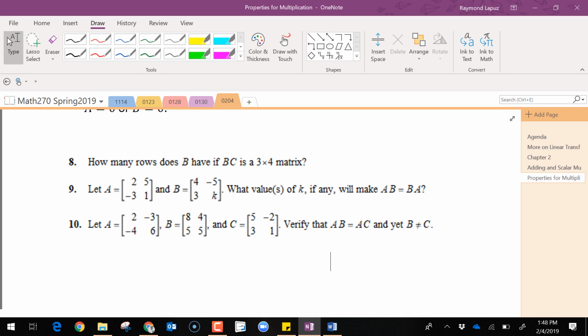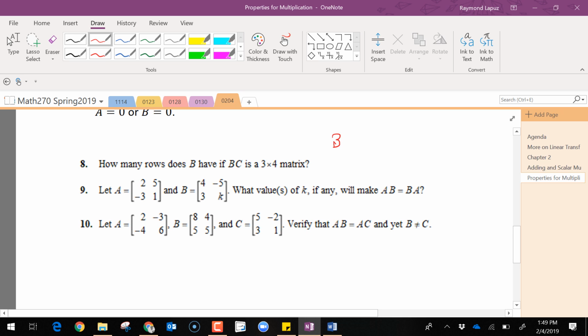So, how many rows do you think it should have? Should have 3? Should have 4? Should have 3? Okay, let's check. So B times C is equal to whatever the result is. The result is supposed to be a 3 by 4 matrix. So it looks like C should have 4 columns for sure, and these two numbers should match up, and B should have 3 rows.